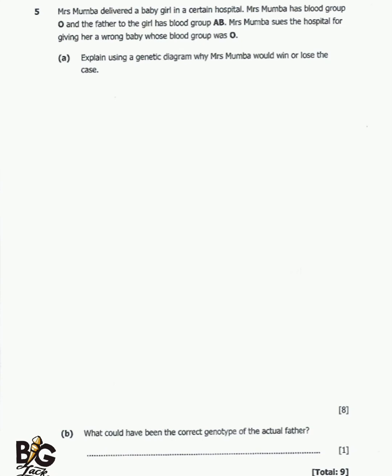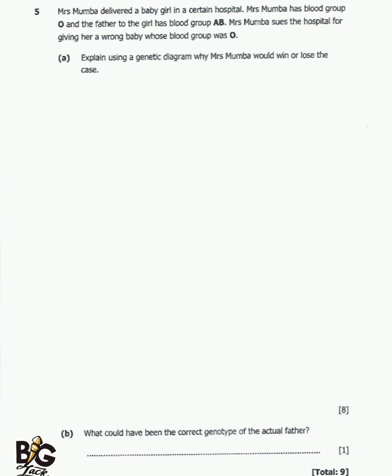So now, for Mrs. Mumba and the father to produce a child, a girl child, with blood group O, the father should exist as heterozygous blood group A, or heterozygous blood group B. Or the father should be homozygous blood group O as recessive. Okay, I think on this part you have gotten my point. Now let's try to answer the question here.